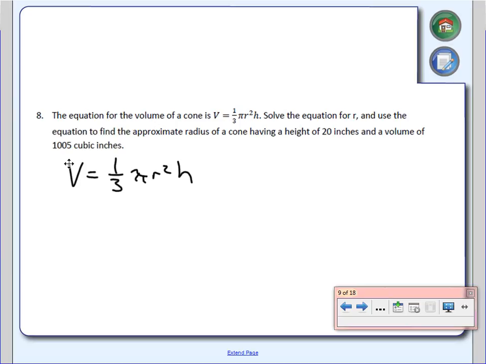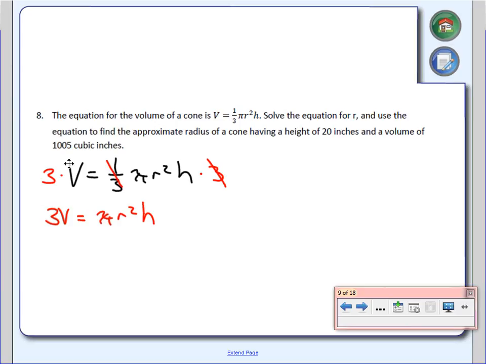So the first thing I'm going to take care of is this 1/3. The way I'm going to take care of that 1/3 is by multiplying both sides by a 3. If I flip that 1/3 upside down, that's called the reciprocal, I get a 3. That's what I'm multiplying by, the reciprocal. Which means now I have 3v is equal to pi r squared h. So the first step, multiply both sides by 3.